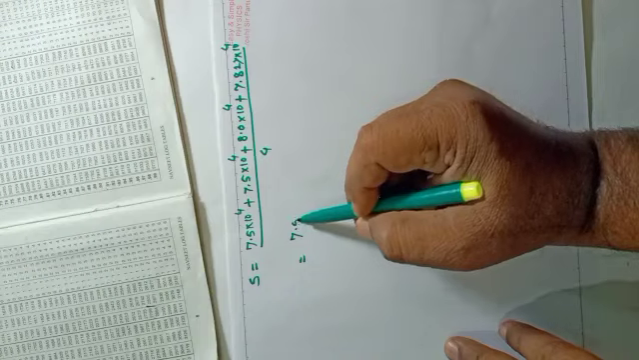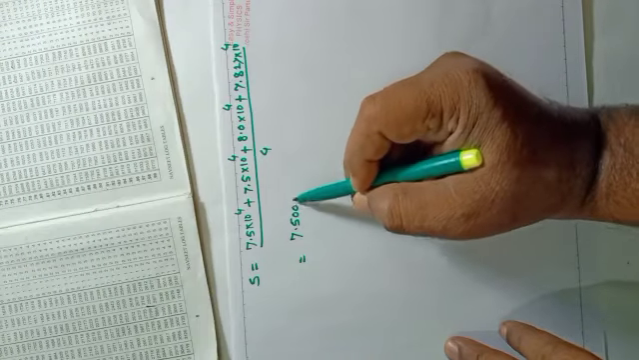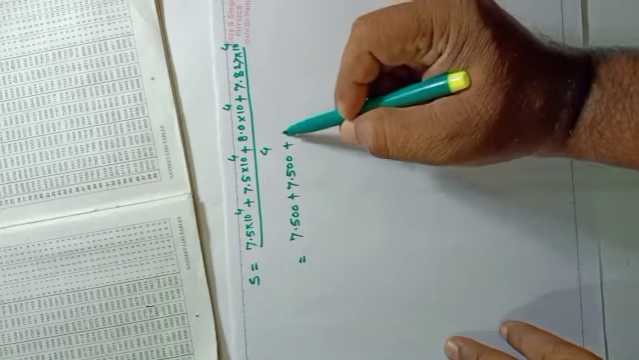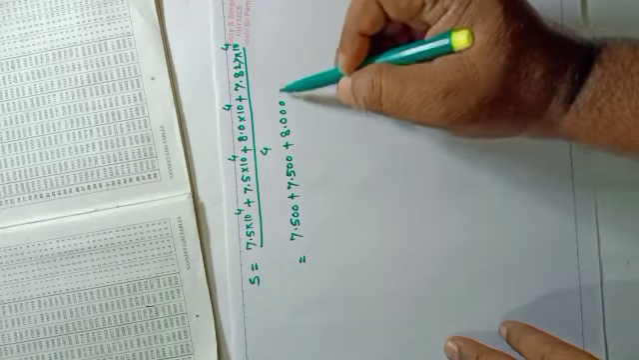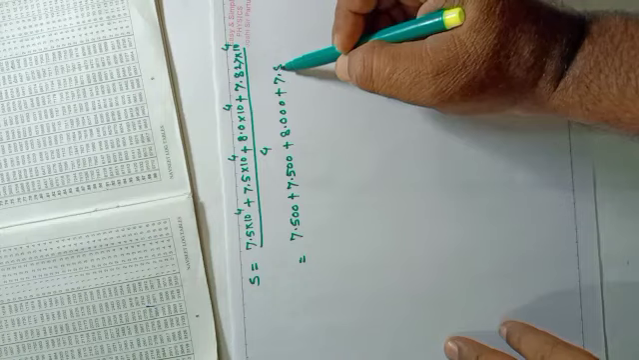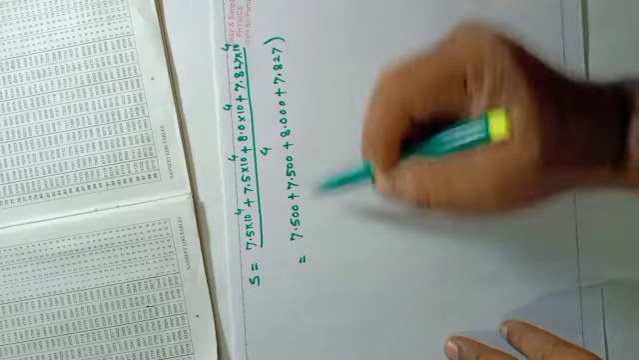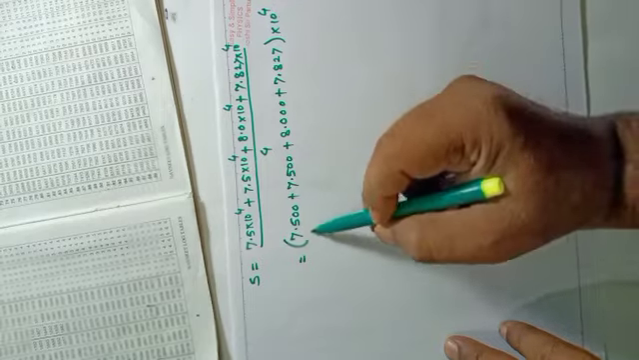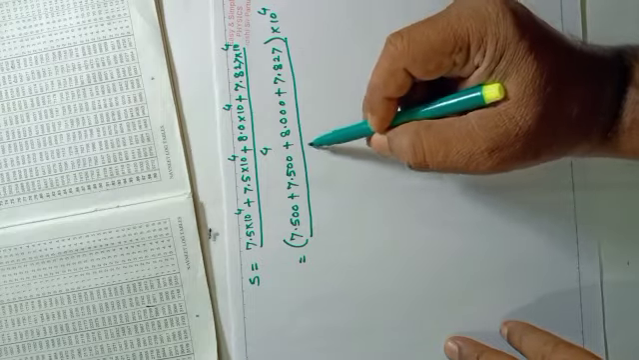So it is 7.500 plus 7.500 plus 8.000 plus 7.827, with the bracket taken out of 10 raised to 4, which is common, divided by 4.